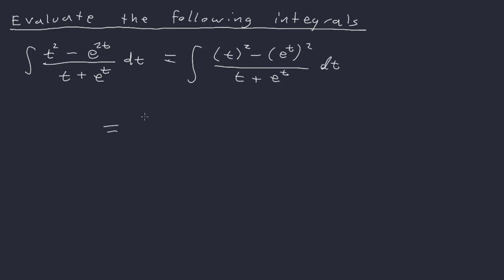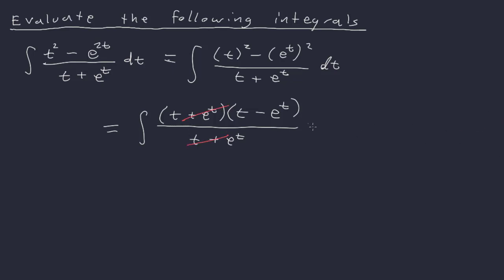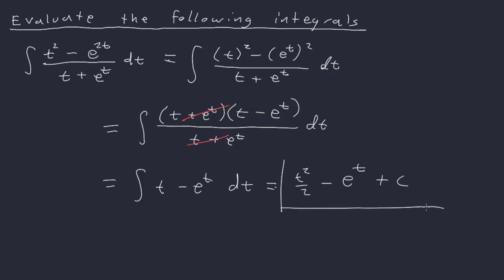and that means we can do a difference of squares factoring to get that this is the integral of t plus e to the t times t minus e to the t. And that t plus e to the t is going to cancel nicely with the t plus e to the t in the denominator. Okay, so we'll get the integral of t minus e to the t dt, and we should be good to go because the integral of t is t squared over 2. The integral of e to the t is itself, and we throw in a plus c, and we're golden.